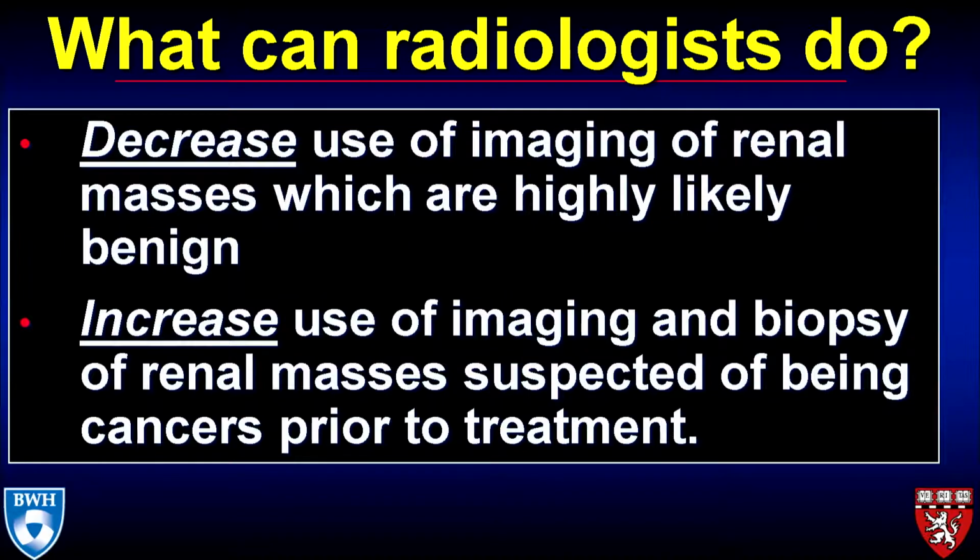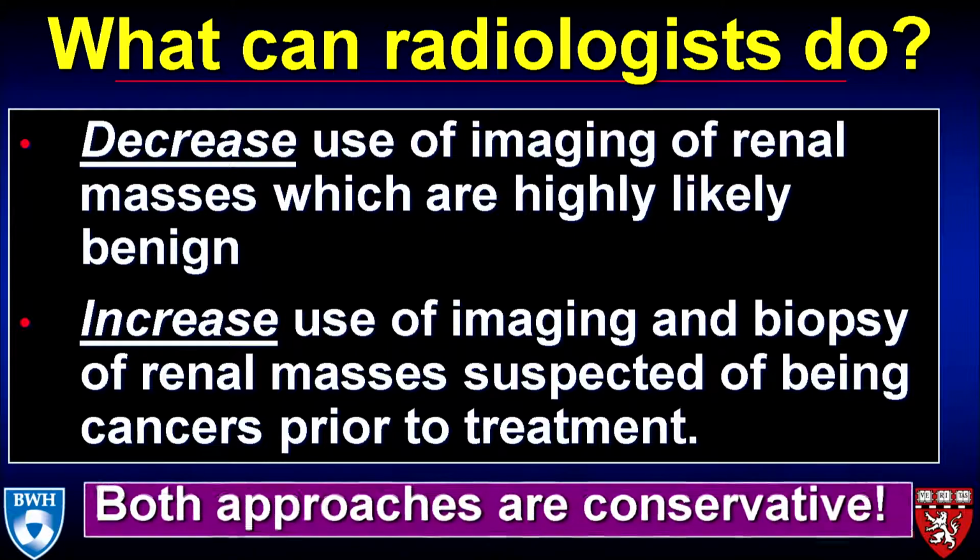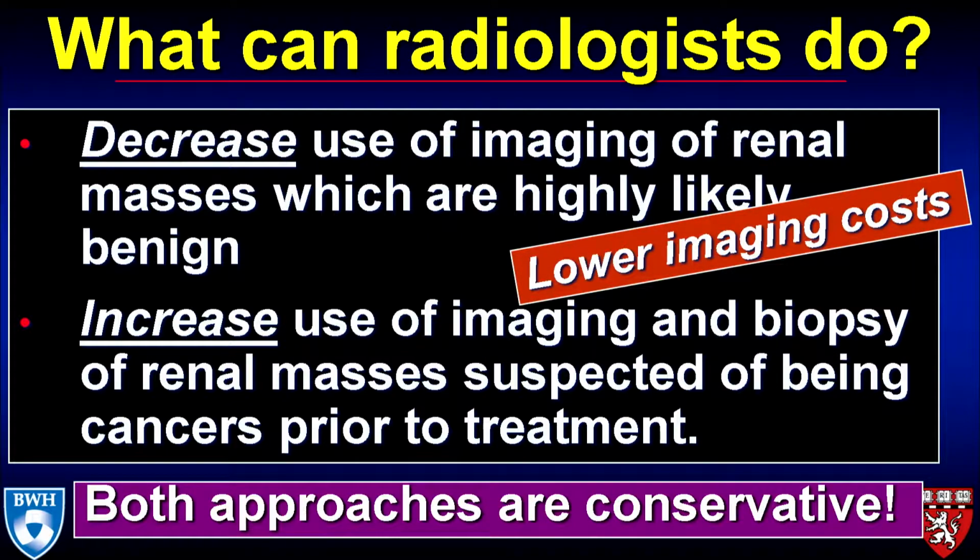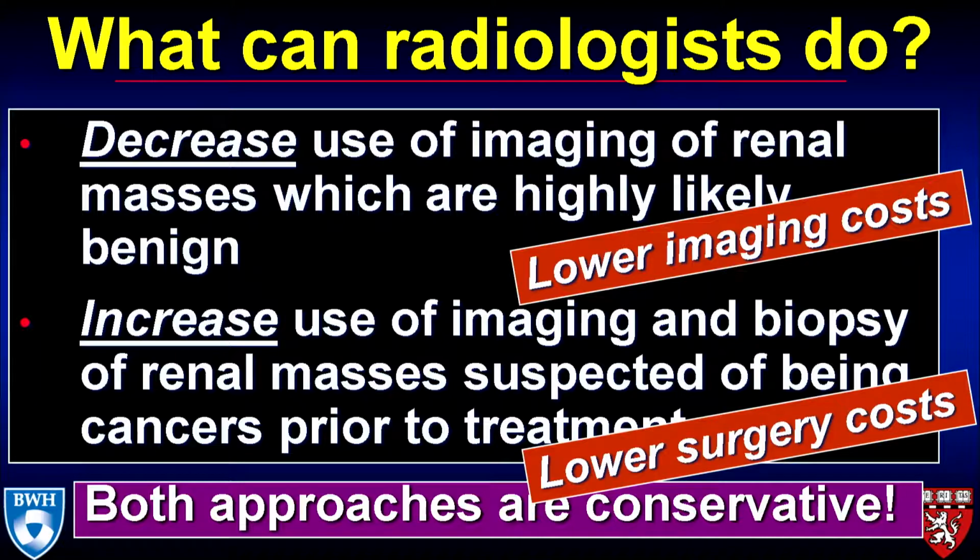So I come back to this idea of utilizing imaging. We want to decrease the use of imaging of renal masses which are highly likely benign, which we're trying to do with the Bosniak classification, but actually increase the use of imaging and biopsy of renal masses suspected of being cancers prior to treatment. These are both conservative approaches. In the first hand, we're lowering imaging costs, and in the second hand, we're lowering surgery costs, which are much greater than imaging costs. So that's why we're espousing this.